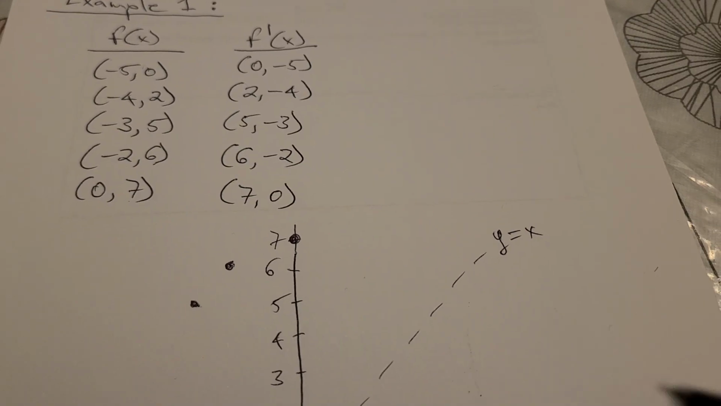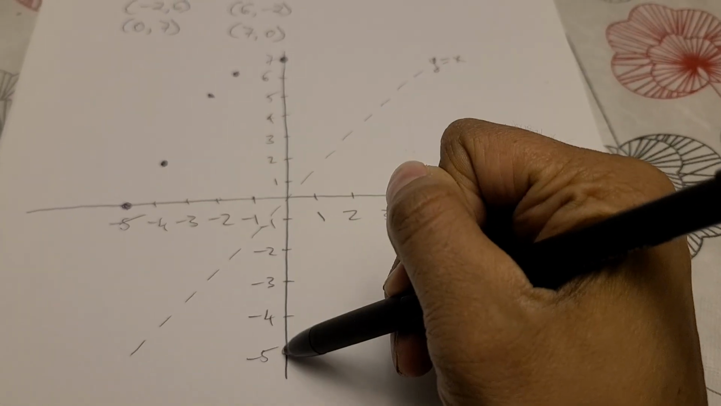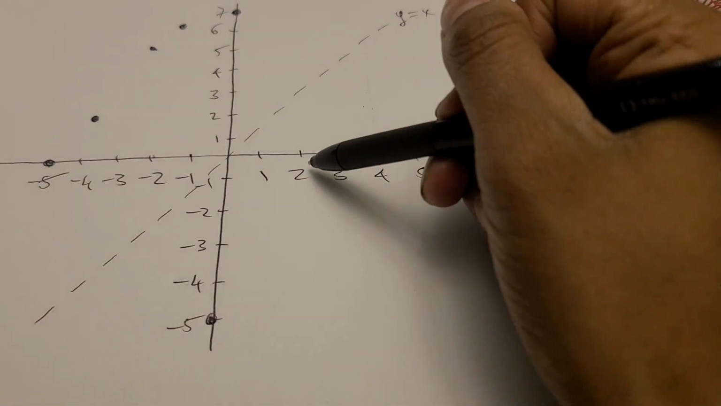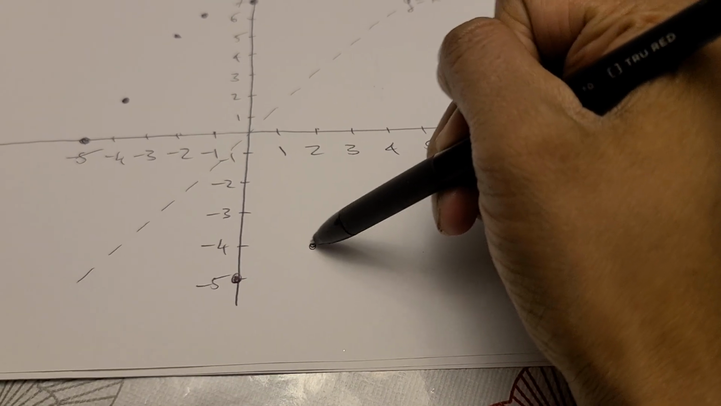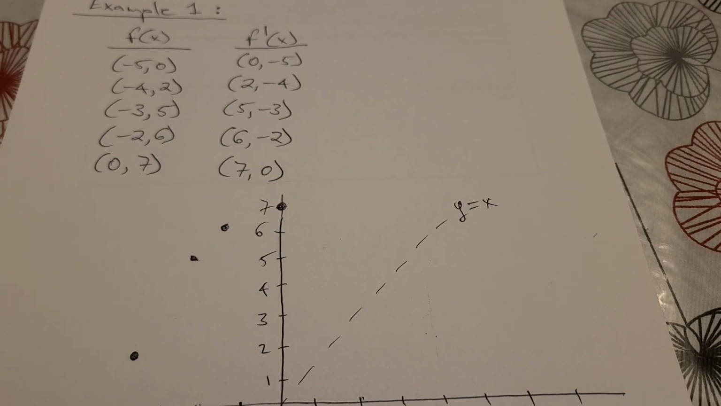So it's 0 and -5, which is right here. And then 2, -4. So 2, -4. 5 and -3.